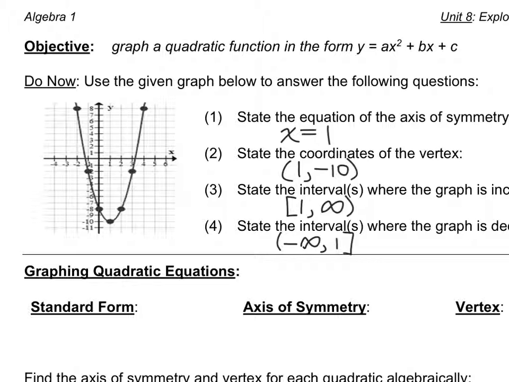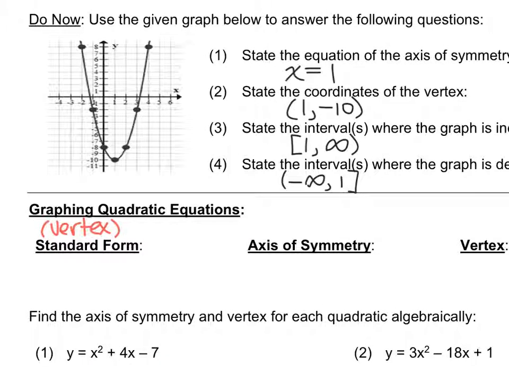All right, so the standard form of a quadratic, also known as vertex form. That's the form y equals a times x minus h squared plus k.